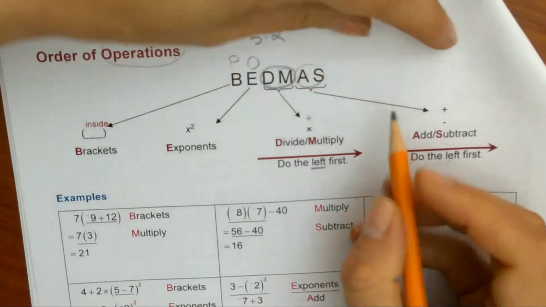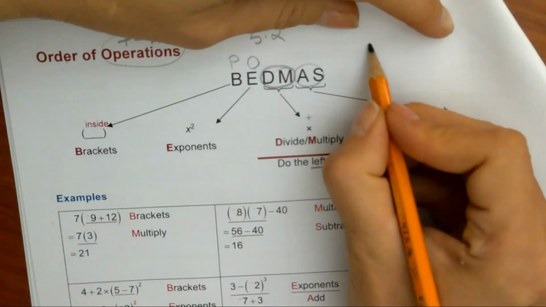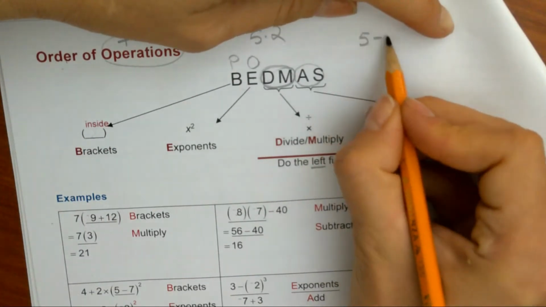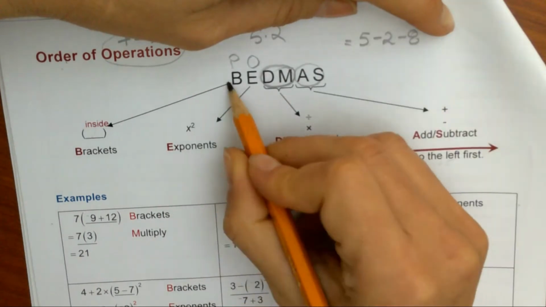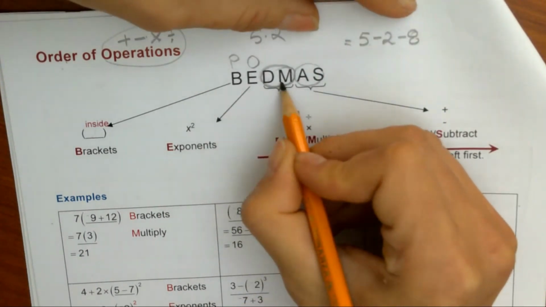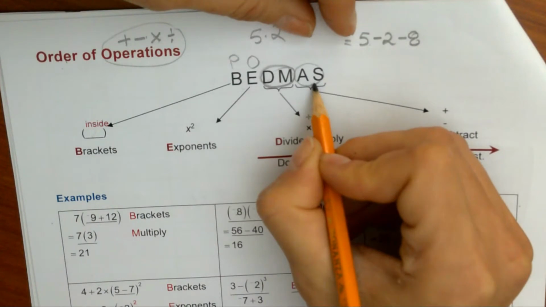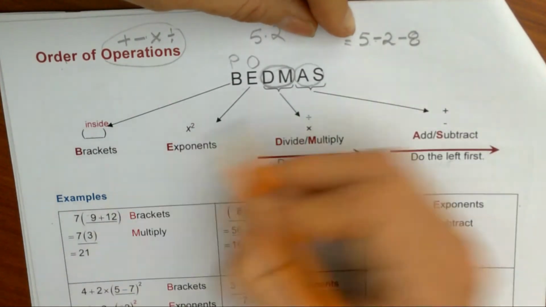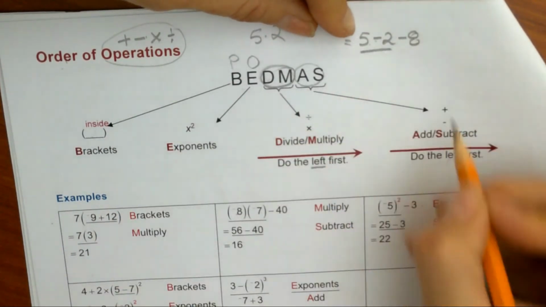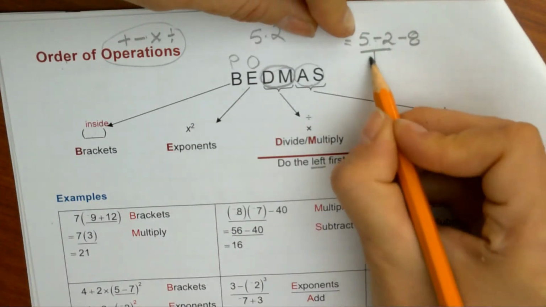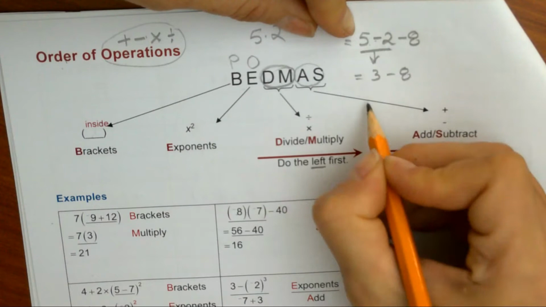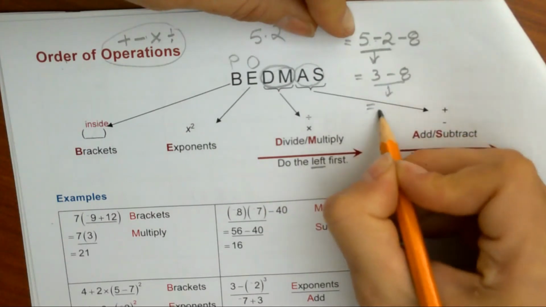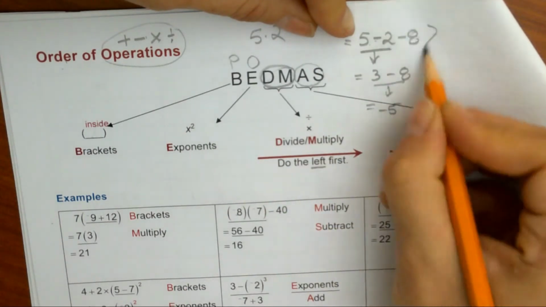So let's look at a little example. If I have 5 subtract 2 minus 8, there's no brackets, there's no exponents, there's no divide and multiply, but there's add and subtract. And there's 2 of them, so which one do I do first? The left one. Do the left one first. So 5 subtract 2 is 3. And then 3 minus 8 equals minus 5. That's the correct way to do it.